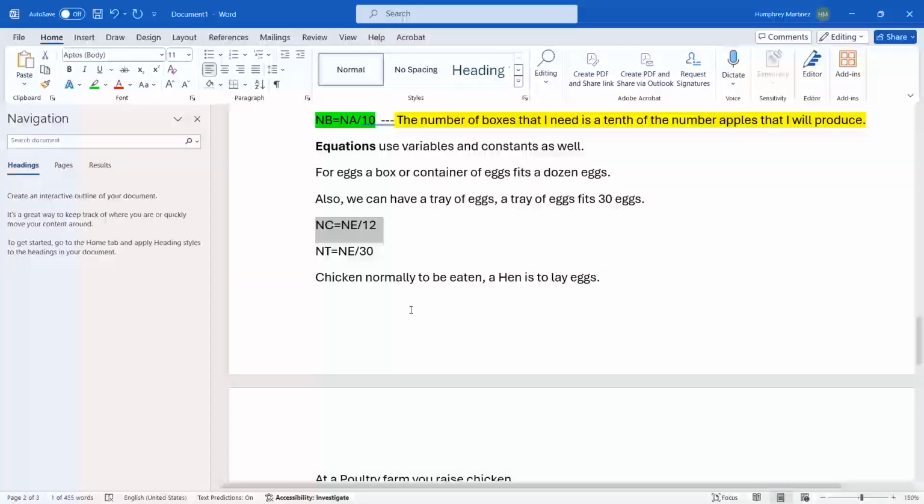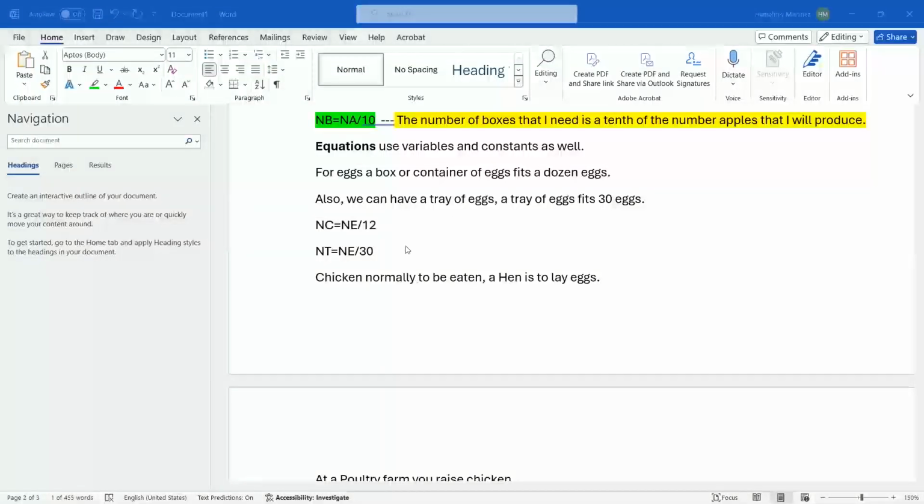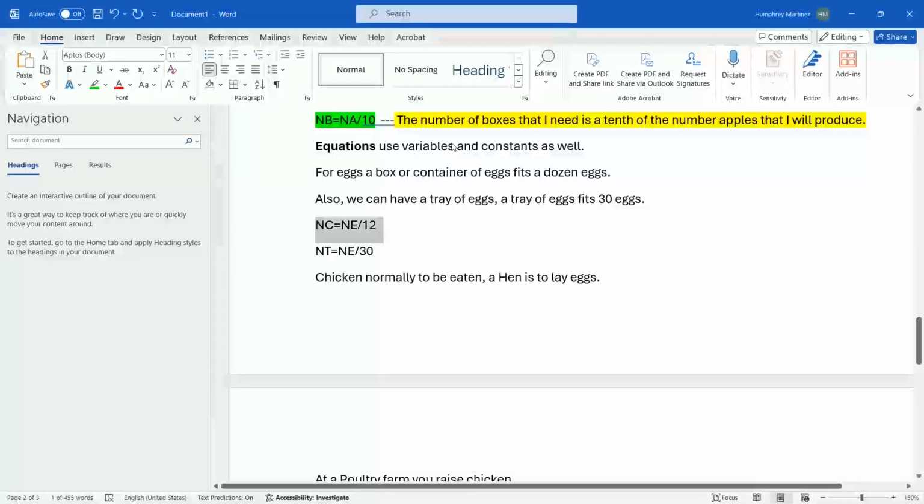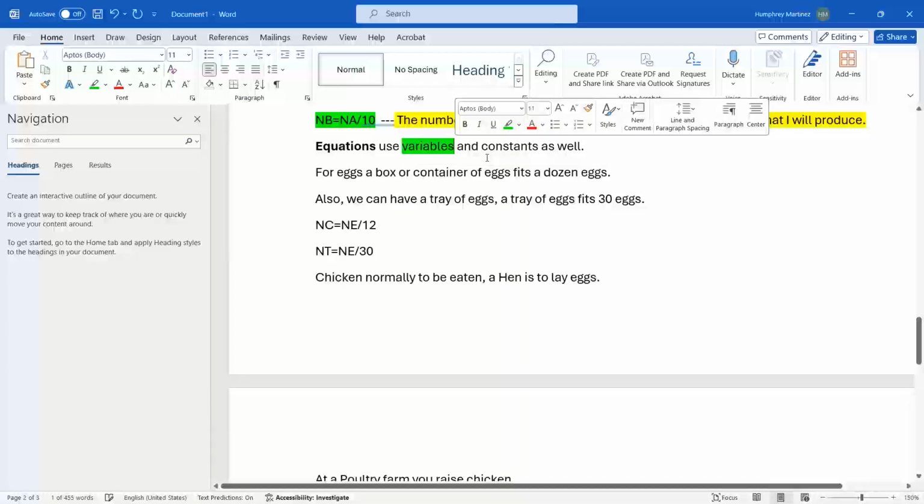Use the equation. What are the two factors of an equation? What are the two things that we have in an equation? Fabricio, ¿qué tipo de qué usamos en una ecuación? What do we use in an equation? Division. No, we use here. Variables.